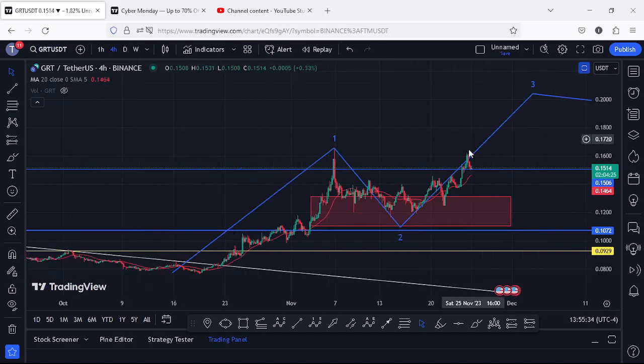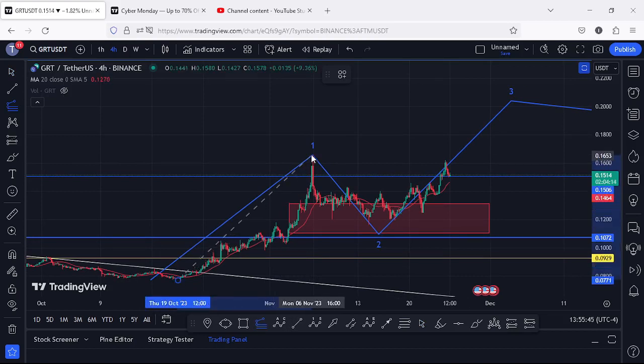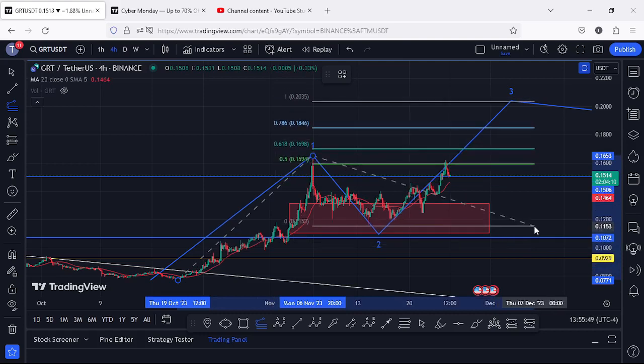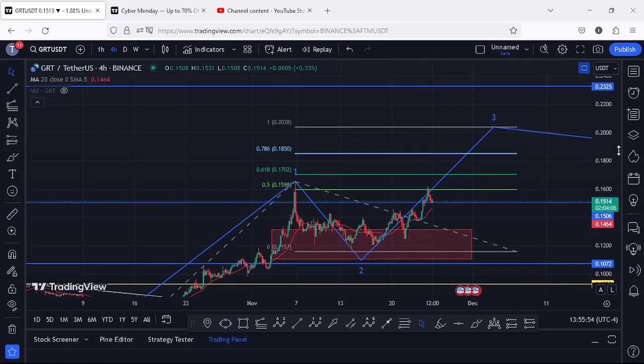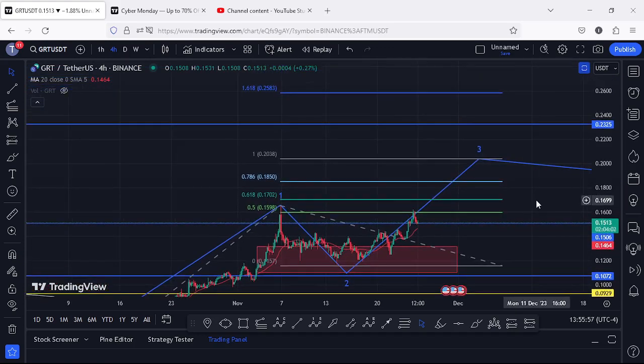The minimum target areas for the third wave can be given using the trend-based Fibonacci, connecting it from the low of the first wave to the high of that wave 1, then dragging the fibs to the low of the second wave, and we get minimum target areas for the third wave, starting off with the 1:1 fib ratio at around the $0.2 mark.